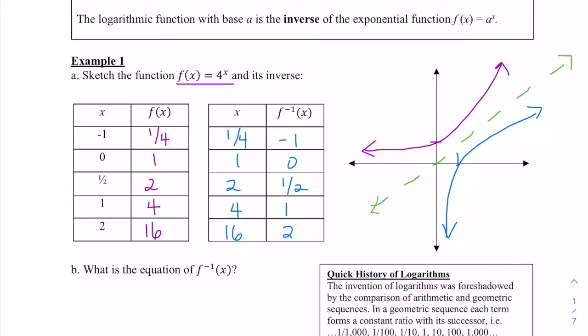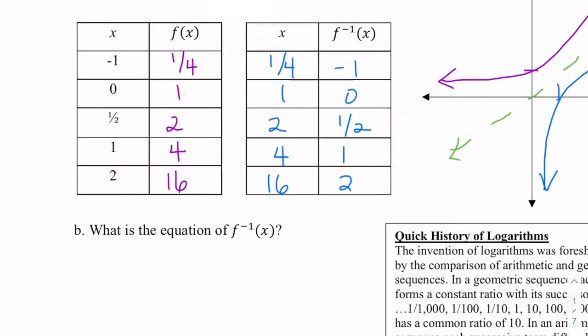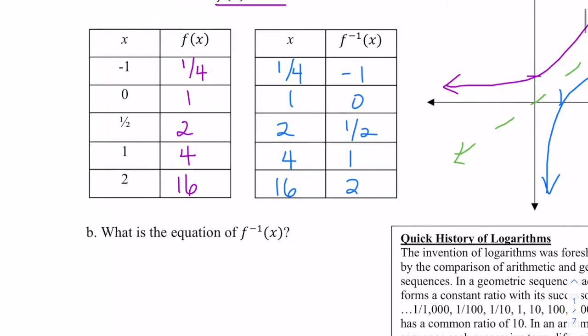Now this function, the inverse, is a logarithm. So the logarithm is the inverse of the exponential function. So if we're going to write this as an equation, the inverse of this exponential function would be log base 4 of x.